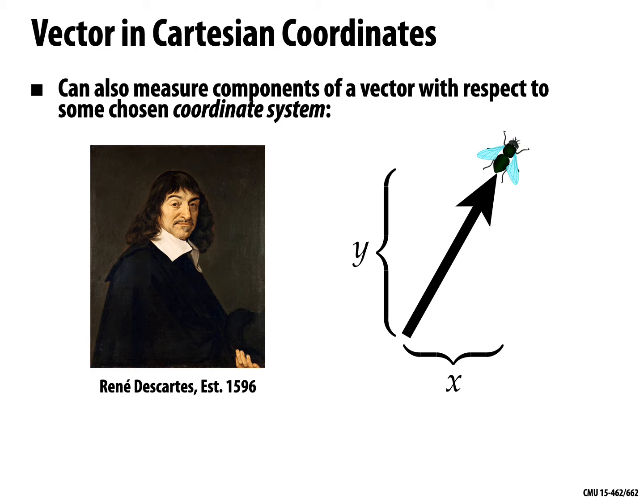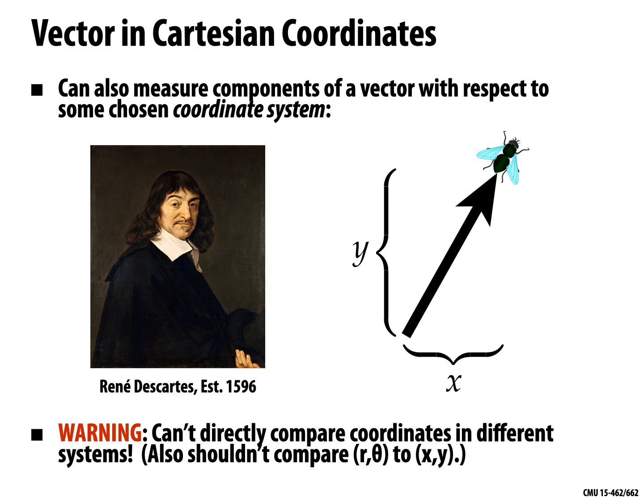Okay, so that's interesting. Again, we have two coordinates. Before we had theta and r. Now we have x and y. Once again, we have to be really careful, and I'll stress this point over and over again because it's a source of a lot of bugs in computer graphics code, that we can't directly compare coordinates that are expressed in different coordinate systems. We have to be very careful to keep track of our current coordinate system.